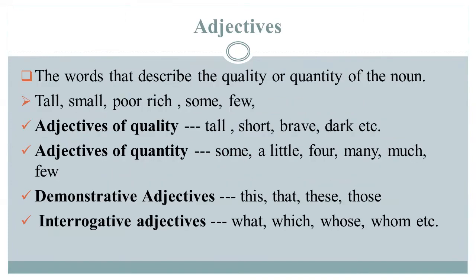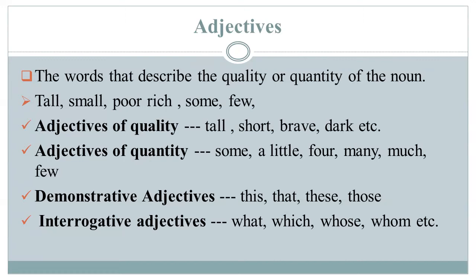What is adjective? Adjective is a word that describes a noun, that tells the quality or quantity of a noun. Some of the adjectives are tall, small, poor, rich, some, or few. It tells the quality, that someone is tall, someone is small, someone is poor, or someone is rich. And also the quantity, it is 1, 2, 3, some, few, a little. We will discuss 4 types of adjectives in this lesson.